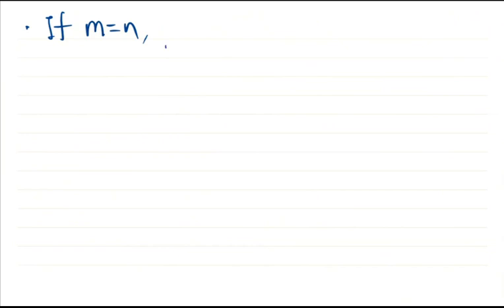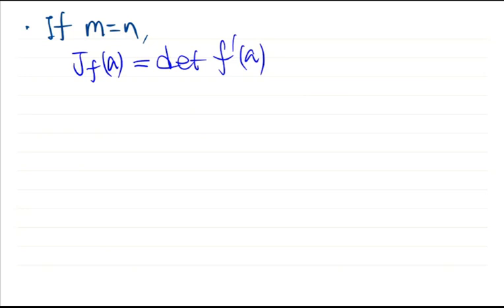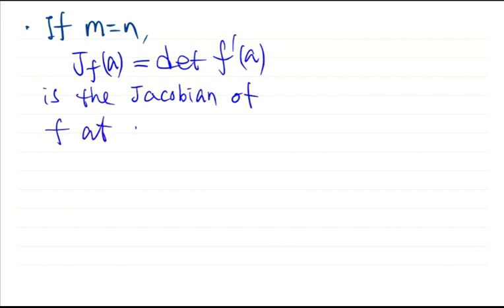Of course, the determinant of this matrix, we denote this by JFA, right? The determinant of this square matrix is denoted by JFA. This is what is called the Jacobian matrix, Jacobian determinant, or simply Jacobian of f at this point a.